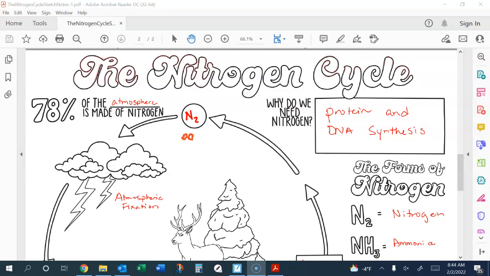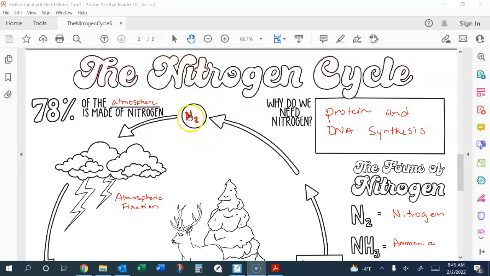And nitrogen gas, it doesn't do much. It's kind of a filler. It's not reactive. It doesn't do chemical reactions really well. So we breathe it in and we just breathe it right back out. 78% of the atmosphere that we breathe in is nitrogen. So 75% of all the air out there. All right. So that's where we're going to start because that's where most of the nitrogen is.